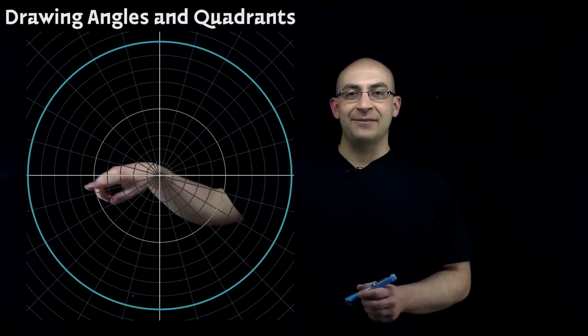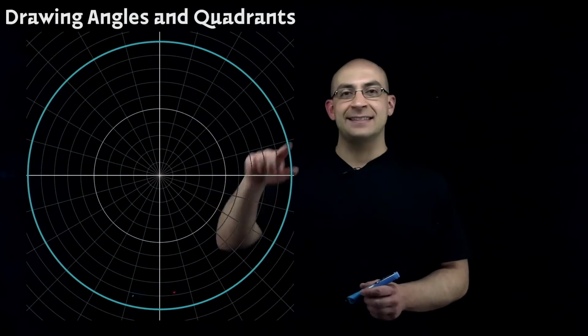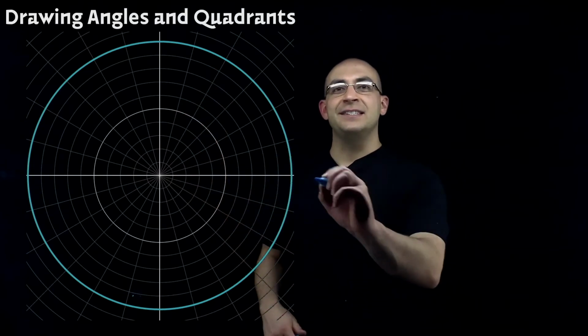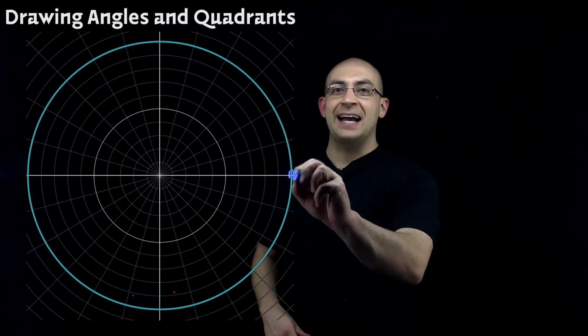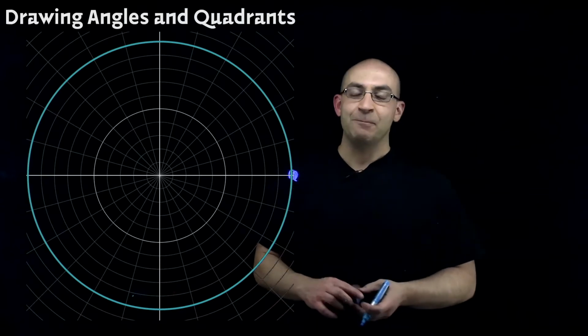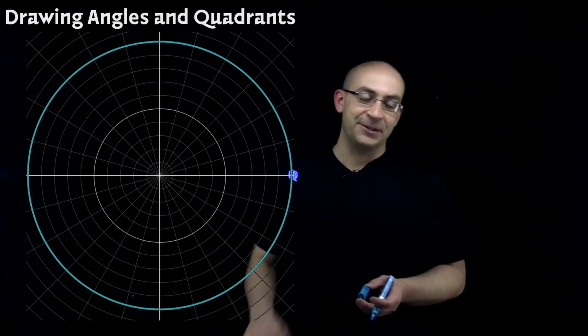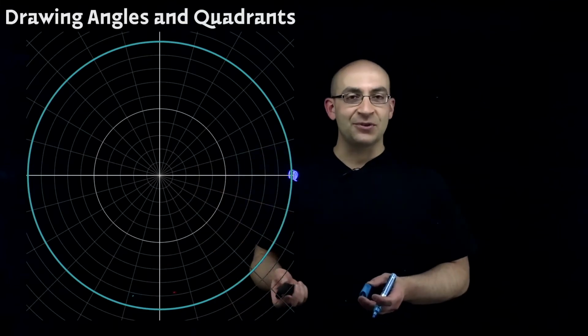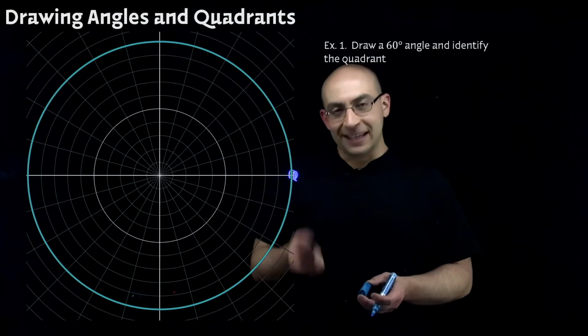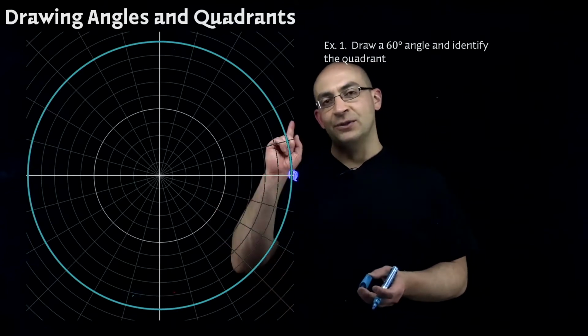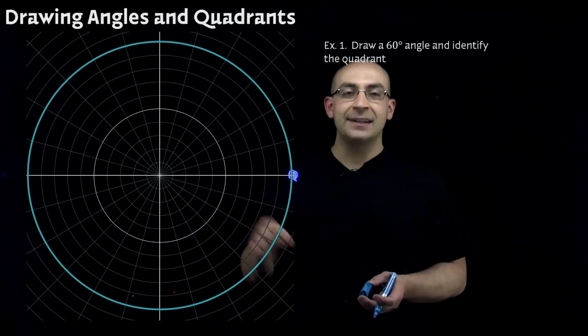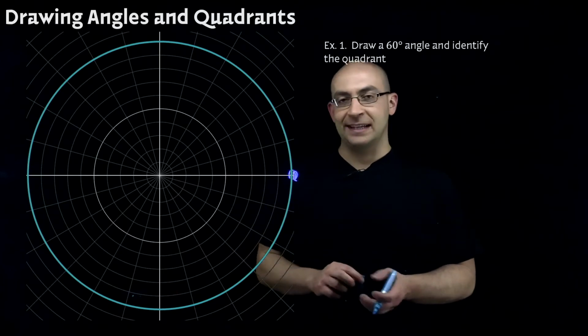Remember that we have the coordinate plane, our x-axis and our y-axis. This value here is going to be our initial side. It's where all angles begin. Positive angles go counterclockwise, negative angles go clockwise. So what are we trying to do here? Well, I'm going to give you a couple of examples, and we're going to A, draw the angle, and then B, identify what quadrant it lies in.